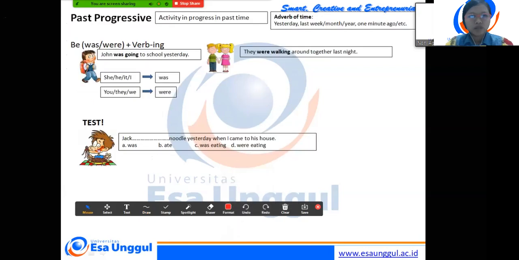Now past progressive. The difference from the simple past is that in past progressive, it is an activity in progress in past time. The adverb of time is similar to simple past. Now look at the example. John was going to school yesterday. They were walking around together last night. From the example, the subject John, and then we use be, was or were, and then verb in, going and walking.